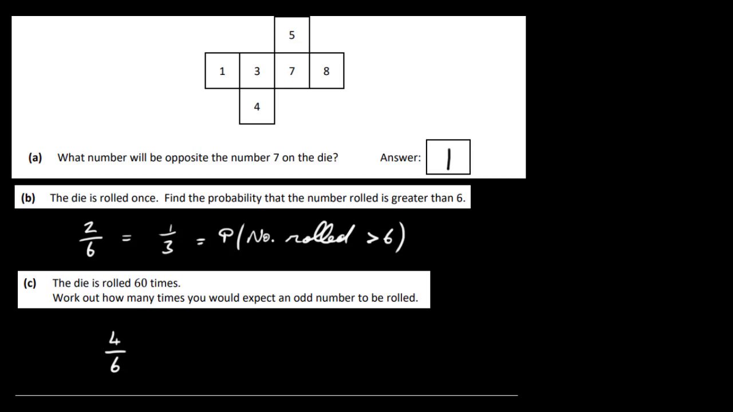We have 60 rolls of the die, so that's just going to be 40. So that's going to be the number of times we would expect to get an odd number when we roll the die 60 times. So that's what's called the expected probability of getting an odd number, 4/6 of 60.